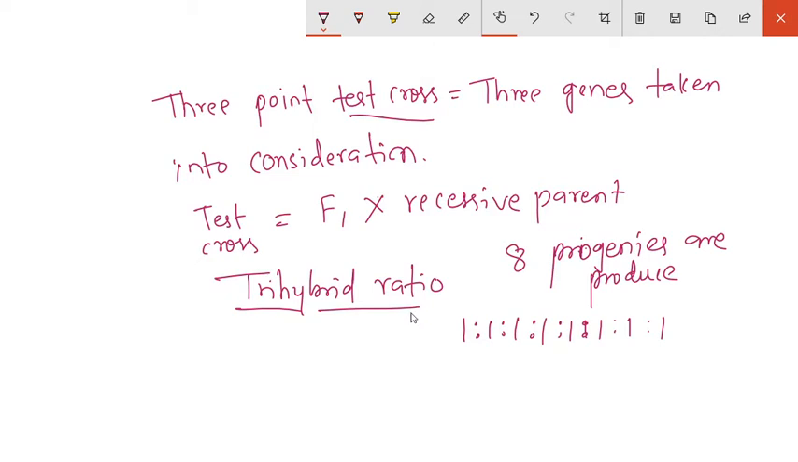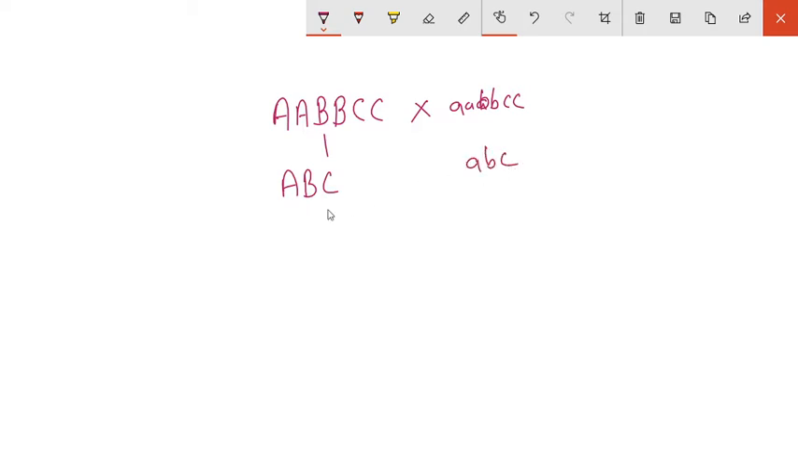Suppose there is a plant with the three characters we have taken into consideration, with three genes capital A, capital B, capital C, crossed with a plant that is small a, small a, small b, small b, small c, small c. It produces capital A, B, C gametes, and the other produces small a, small b, small c. When we cross these two, the F1 is capital A small a, capital B small b, capital C small c.